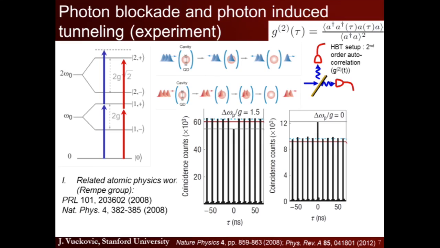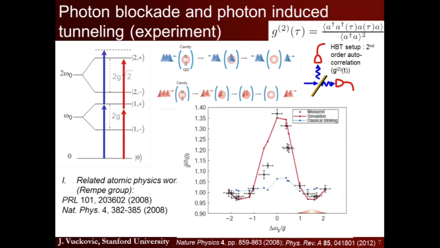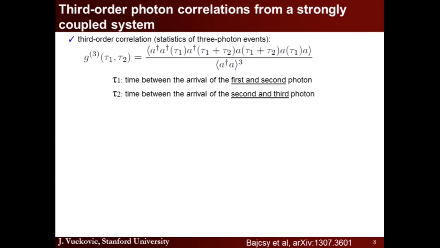If we perform the same experiment, but just change the frequency of the input laser to the one given by the red arrow, we have the regime of photon-induced tunneling, and there we observe super-Poissonian statistics. And if we map g2(0), so just the normalized amplitude of the central peak, as a function of the detuning of the laser from the empty cavity, you can see that in some regions, g2(0) goes under 1, that's photon blockade, or above 1, which is photon-induced tunneling. Okay, so this just indicates these regimes.